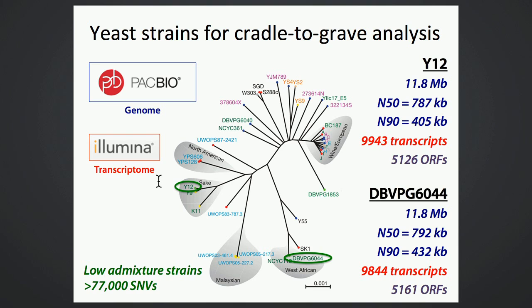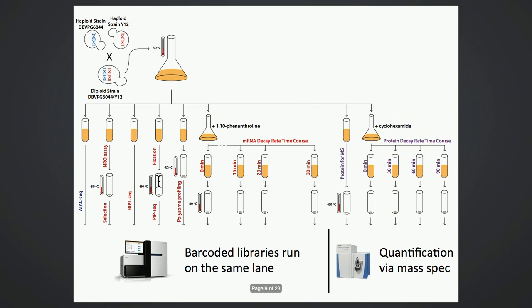With the transcriptome data, I was able to annotate a little under 10,000 RNA genes in these two strains, and about 5,000 of those genes contain predicted open reading frames. So next slide, please.